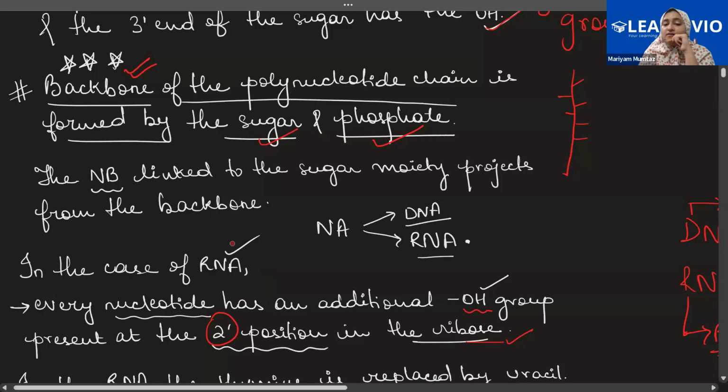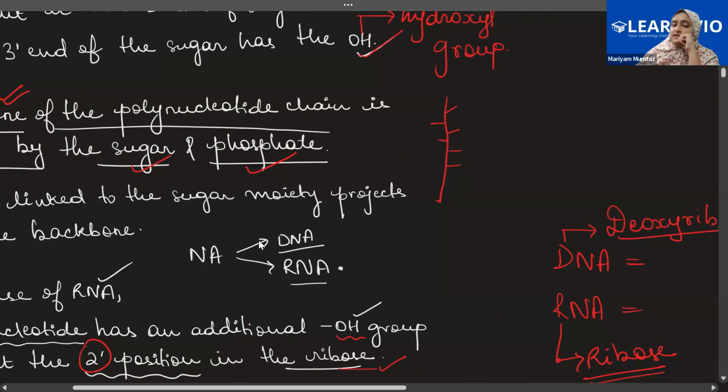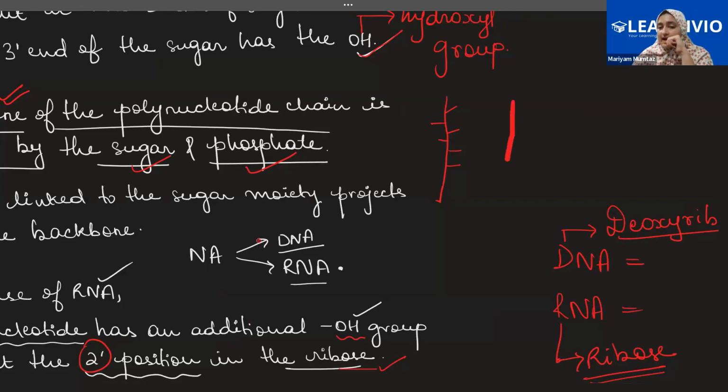Now, the nitrogenous bases linked to the sugar moiety project from the backbone. So, for example, if this is the backbone which is formed by the sugar and phosphates, and we know that nitrogenous bases are also present, so they're present like this. They project through it. Okay? Any doubts up until now?